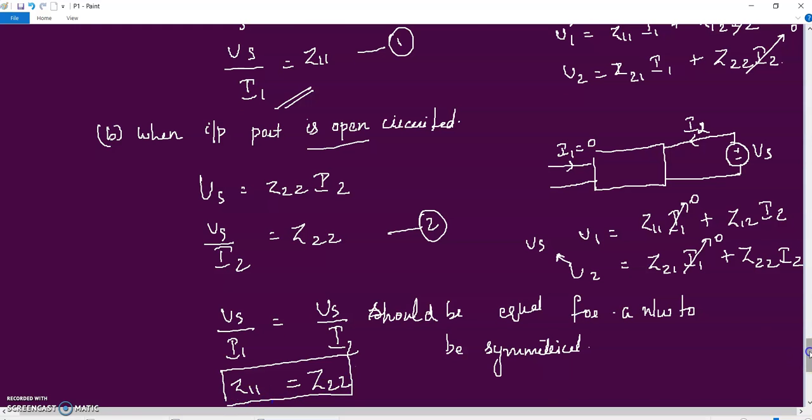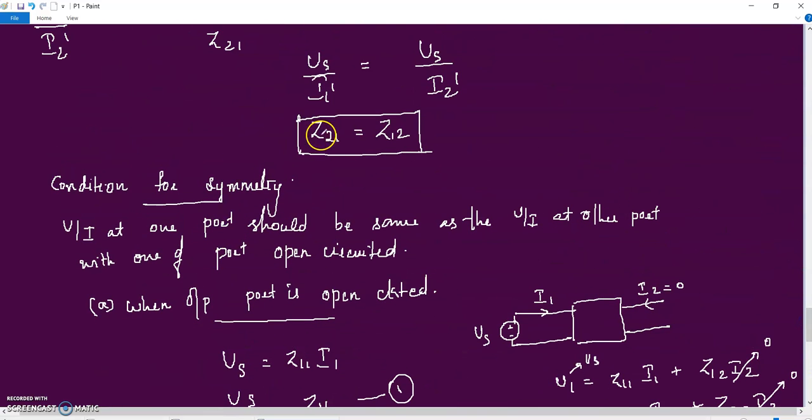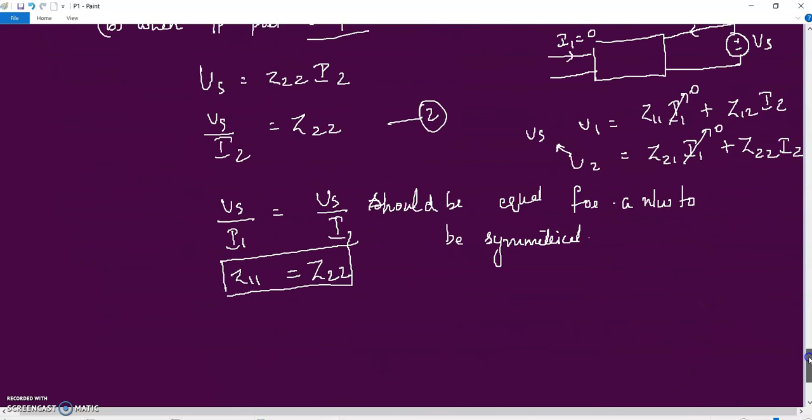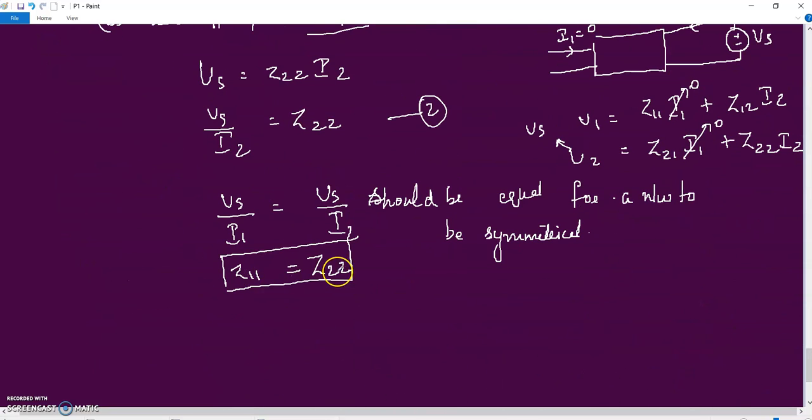We have seen the condition for reciprocity, that is Z21 should be equal to Z12. These ratios should be equal to satisfy the condition for reciprocity. So we finally got Z21 should be equal to Z12 for the network to be reciprocal, and the condition for symmetry is that Z11 be equal to Z22.